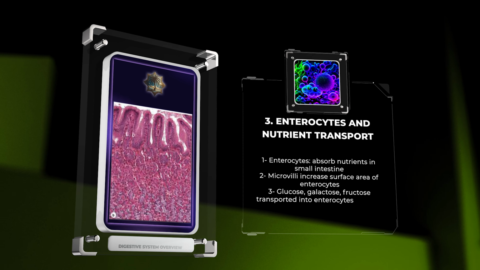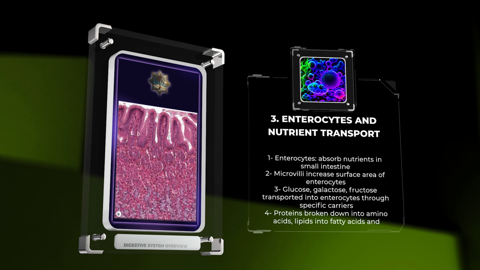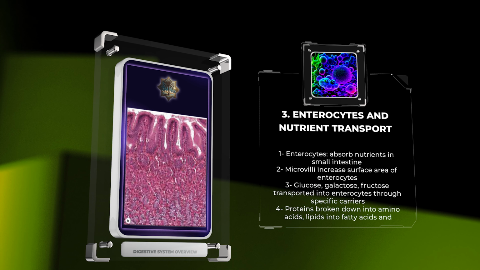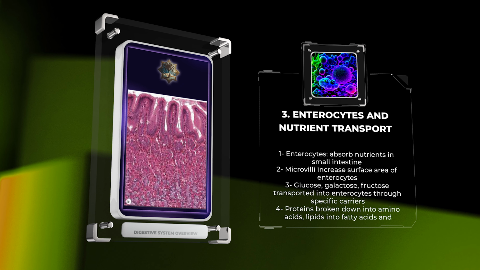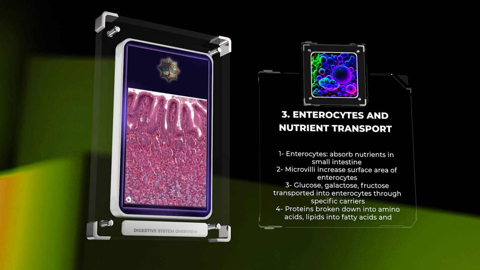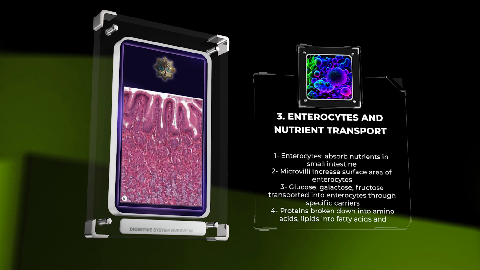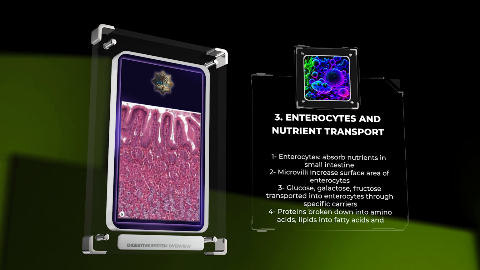Enterocytes are specialized cells in the small intestine that absorb nutrients. They have microvilli that increase their surface area. Nutrients like glucose, galactose, and fructose are transported into enterocytes through specific carriers. Proteins are broken down into amino acids and lipids into fatty acids and monoglycerides, which are then absorbed into enterocytes and transported into the bloodstream.